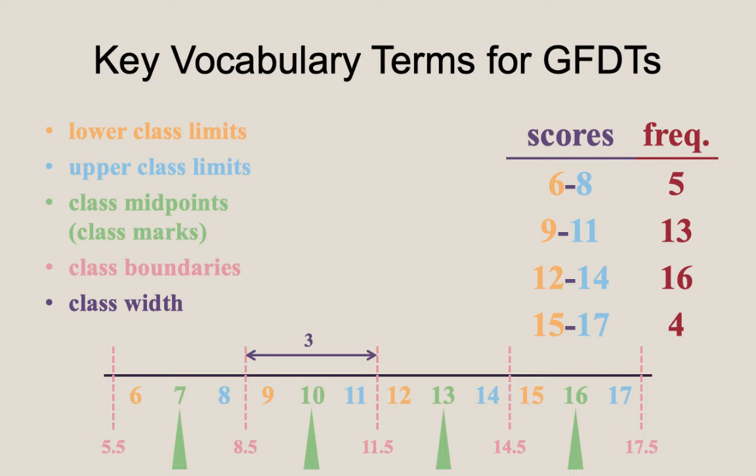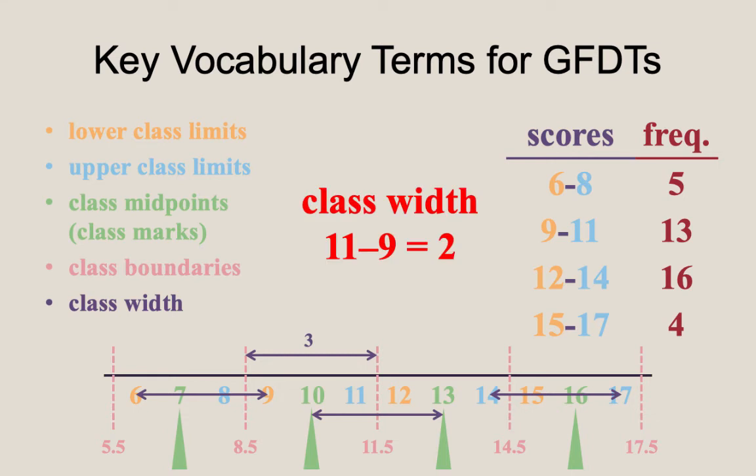In truth, the class width can be obtained using any consecutive pair of values from the classes. For example, the distance between two consecutive lower class limits will also give the class width of 3, or the distance between two consecutive upper class limits, or even the distance between two consecutive class midpoints. The key is that if you compare the corresponding value from any two consecutive classes, you should get the class width. This assumes the class width is consistent for the GFDT, and this is one of the rules associated with conventional GFDTs, and we will talk about this in a future video.